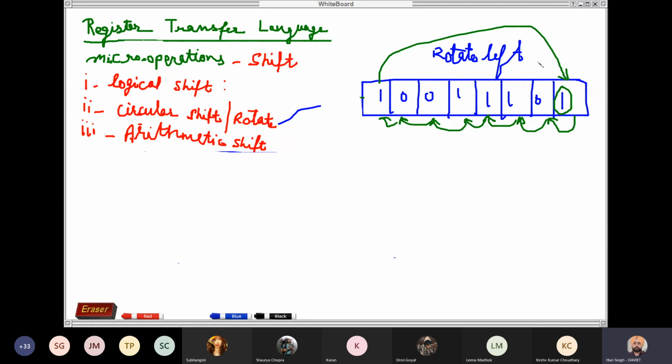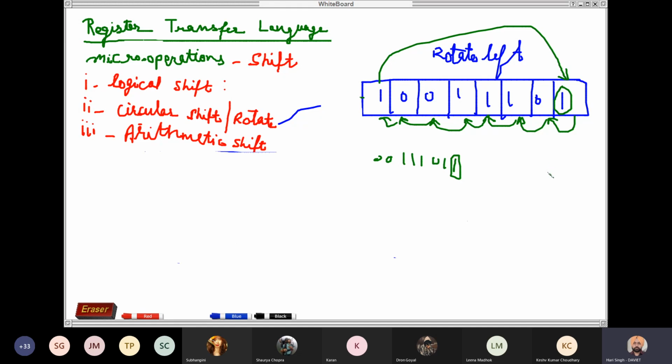Okay, and the reverse is that in case of rotate right, the bits will be shifted towards right, and the LSB will be moved to MSB. Okay, and the new value of the register will be 0, 0, 1, 1, 1, 0, 1, 1. This is a value which is transferred from MSB to the LSB.